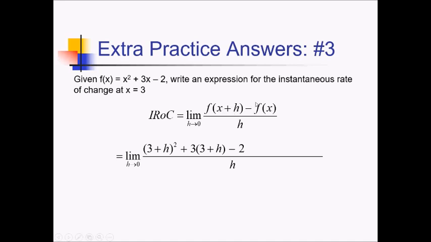Next, we're subtracting f of x, which in this case really means we're subtracting f of 3. So we're going to have 3 squared plus 3 times 3 minus 2, all of that.